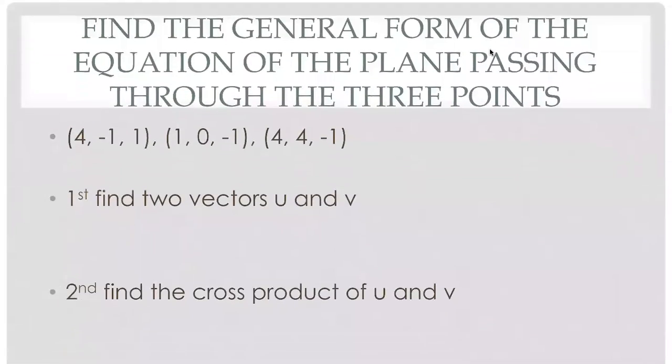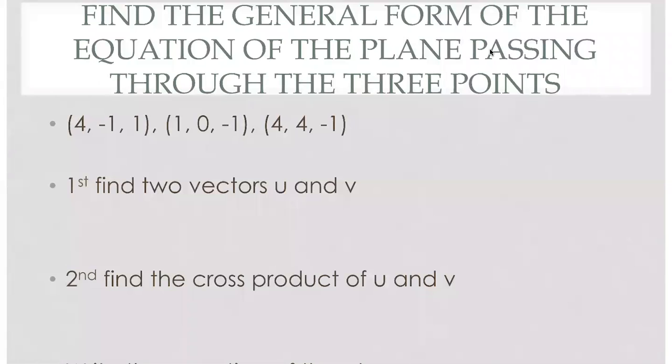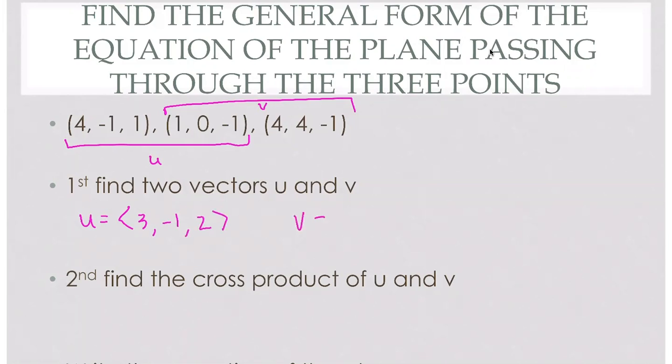Our last thing that we are going to do is find the equation of a plane that passes through 3 points. So to find that, the first thing we have to do is find these vectors u and v. We're going to use the first 2 points to find u and the second 2 points to find what I'm going to call vector v. So our vector u, again, we're subtracting. So we're going to have 3, negative 1, and then 2. Our vector v, again, we're using the last 2 points. We would have negative 3, negative 4, and 0.